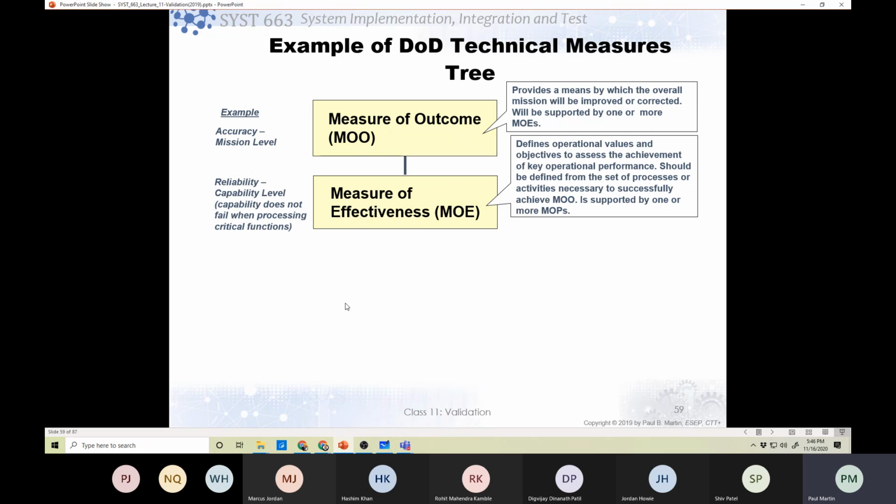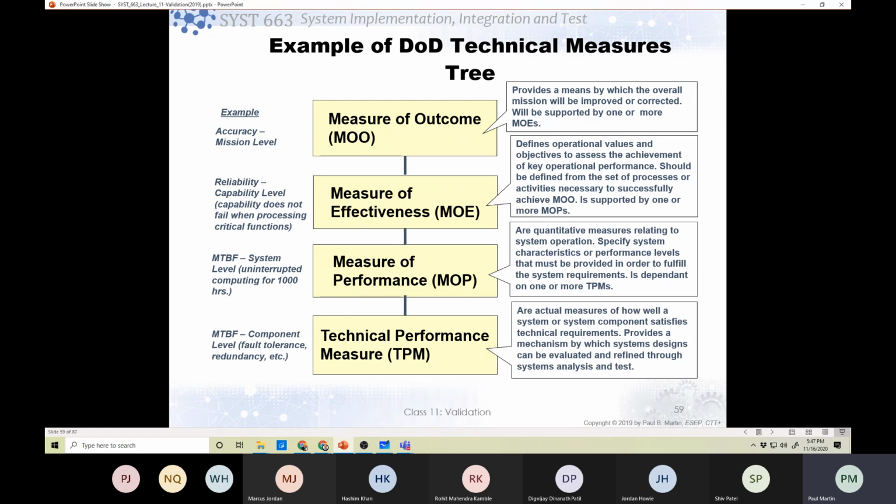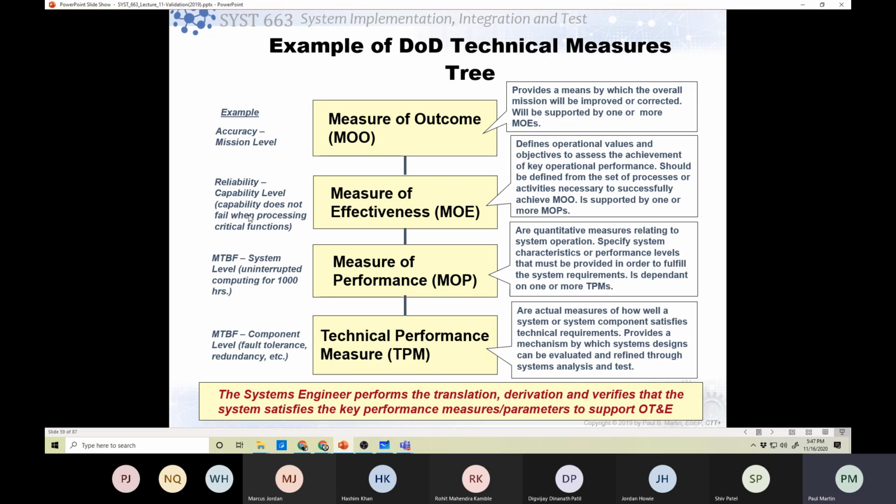So this is an old technical measure tree where they looked at what they called MOOs, or measures of outcome, which were related to measures of effectiveness. And then you would actually look at the system level for the MOP and TPM at the element level. But notice that when it comes to MOSs, you would be like, my reliability, my system level, what's my MTBF at the system level, and then at the component level. And those would relate to the reliability at the mission level. So you need to actually think about what the system needs when you think about the key performance measures and parameters for your operational test and evaluation for DoD.